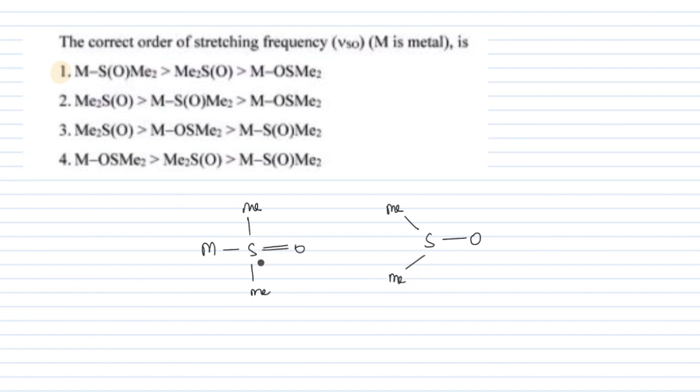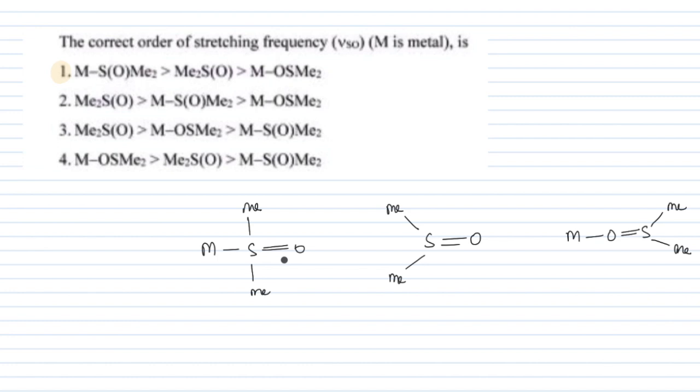Let's make a double bond, because sulfur generally forms a double bond with oxygen. The next one has the metal, then oxygen, and then sulfur, and with that sulfur a methyl attached. So this goes something like this. If you look at option number 2, you have again the same thing, only the orders are different here. So we have to just look at them.